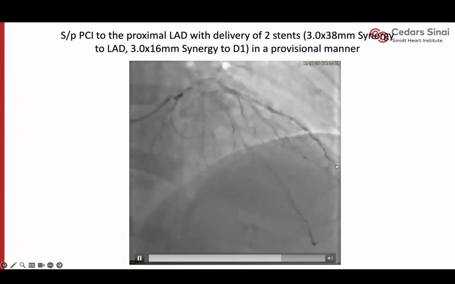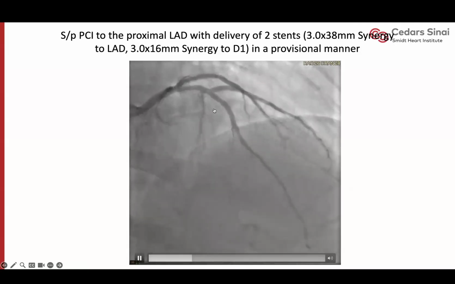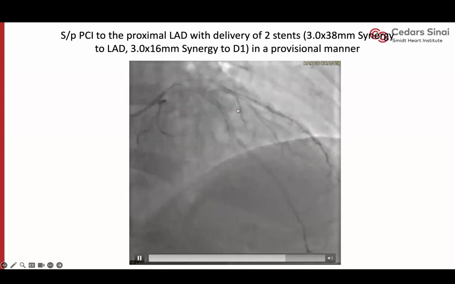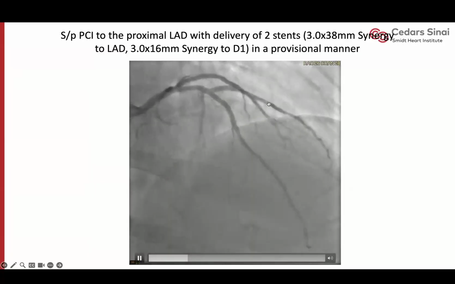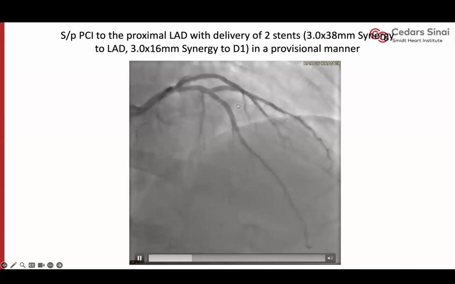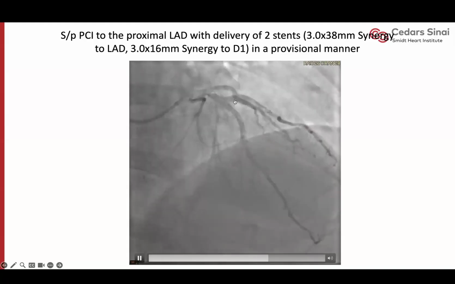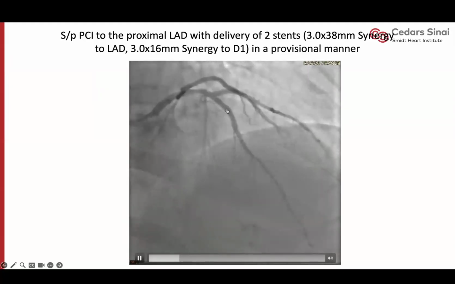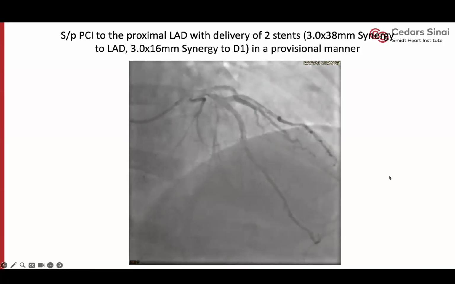Here's the final result. So you can see this is a very, very nice result where you have delivery of two stents. It was a 3.0 by 38 Synergy to the LAD and a 3.0 by 16 Synergy to diagonal one in a provisional manner that led to subsequent two stent technique.